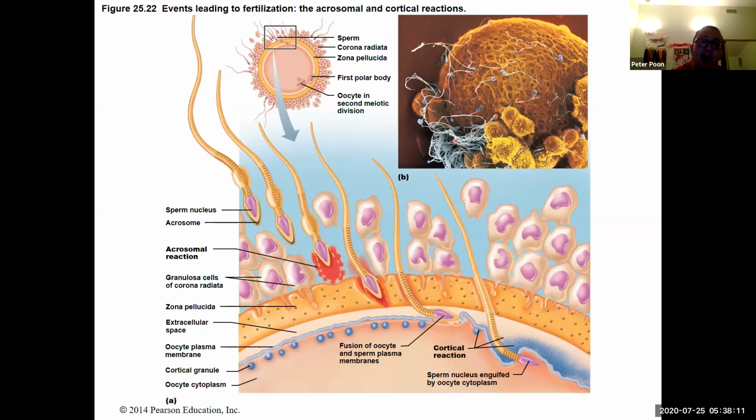The sperm do not work individually. They work together because they have to puncture through these two layers that we talked about, the zona pellucida and the corona radiata. So here you can see the sperm getting in. They kind of wiggle their way through, and they have enzymes at the very tip that allow them to dissolve away the zona pellucida.